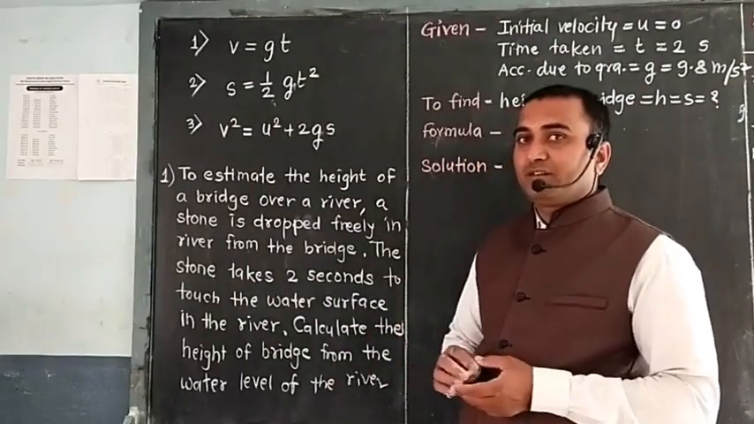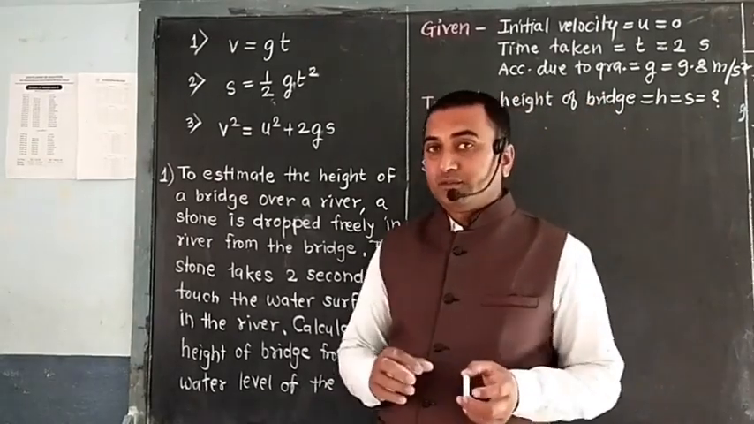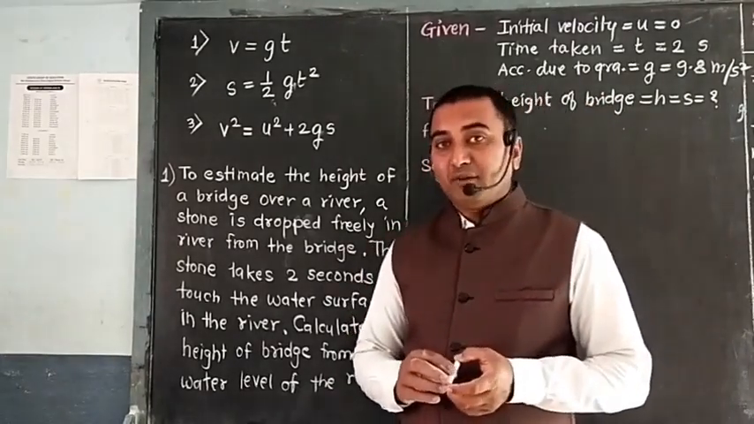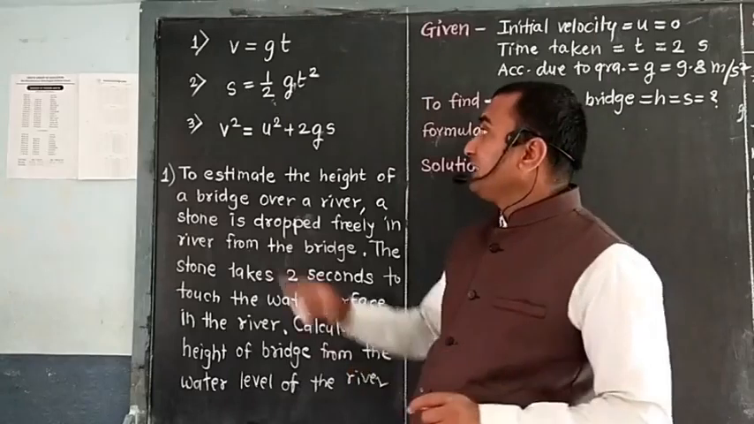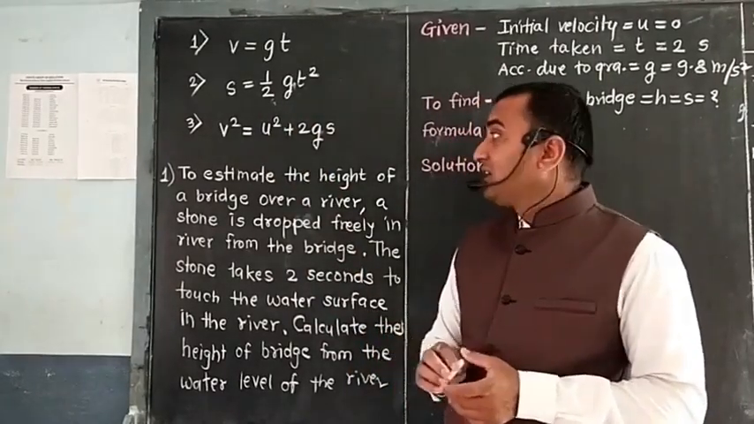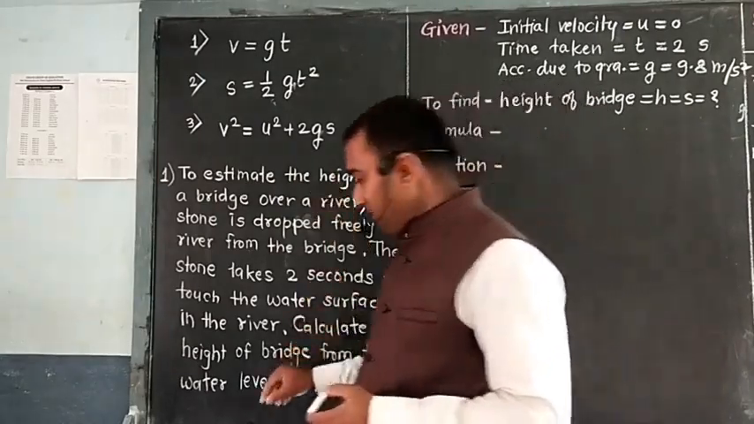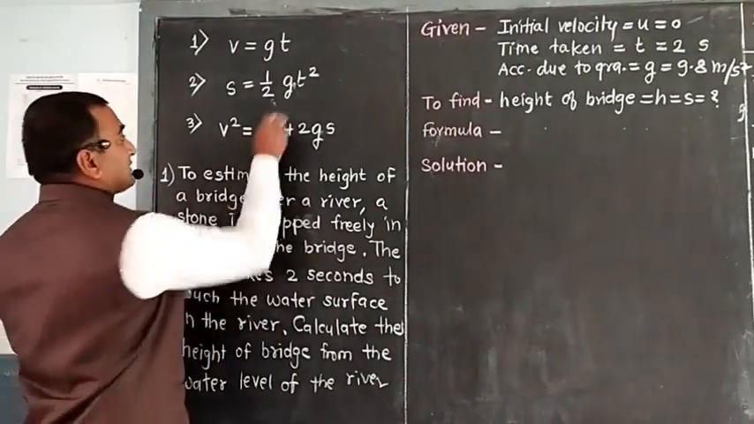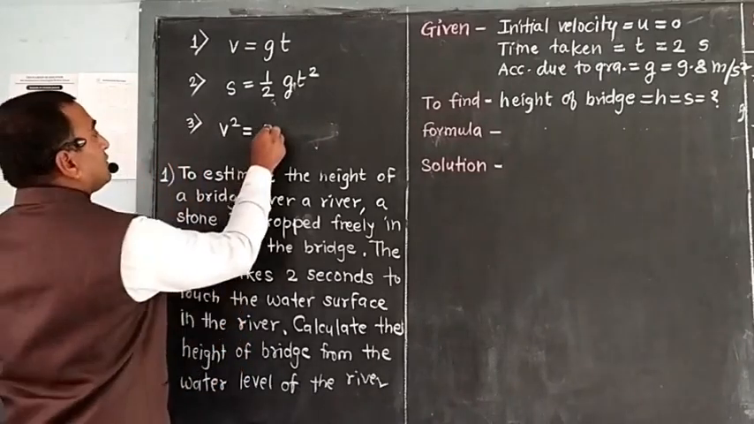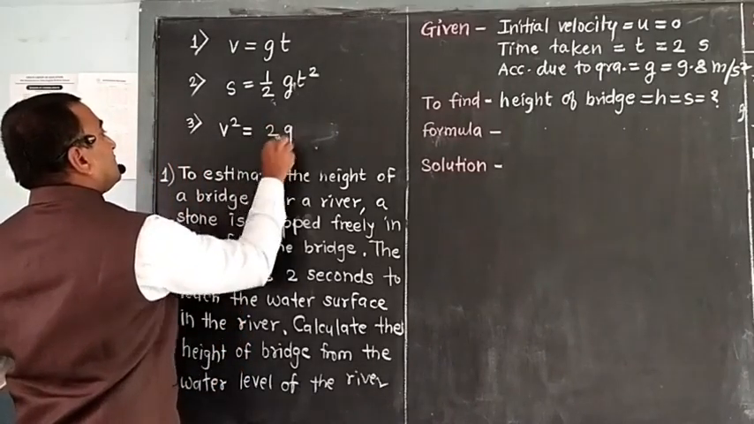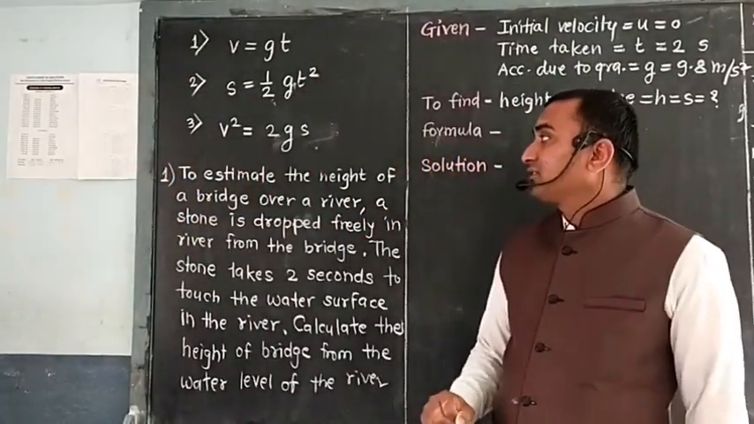Within this free fall, we have three equations which are related to motion, and we have derived these equations with the help of Newton's law of motion. The first is v = gt, the second is s = 1/2 gt², and the third is v² = u² + 2gs. But here u² will get cancelled and only 2gs remains. See now, the first question we are discussing.